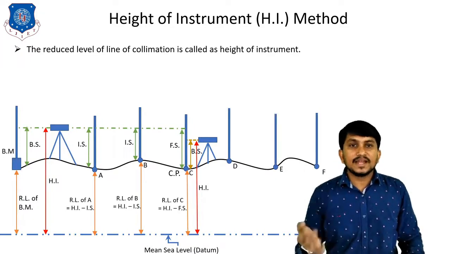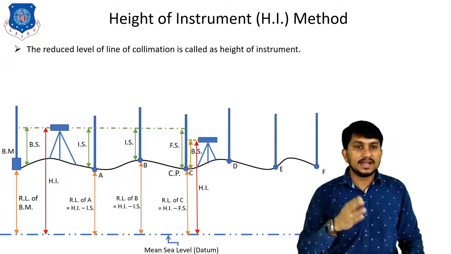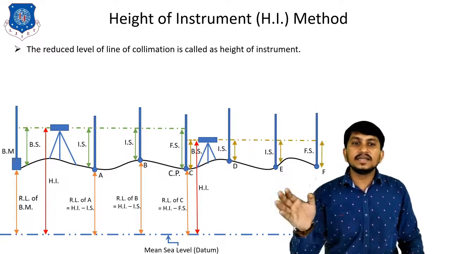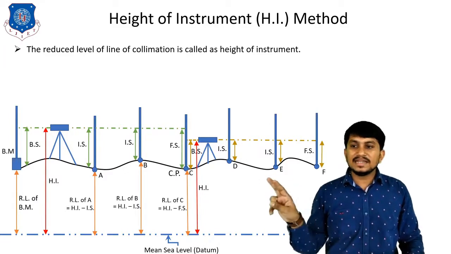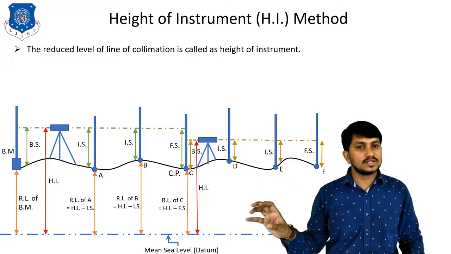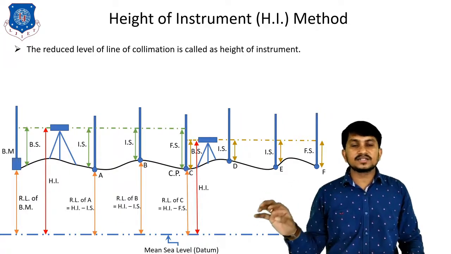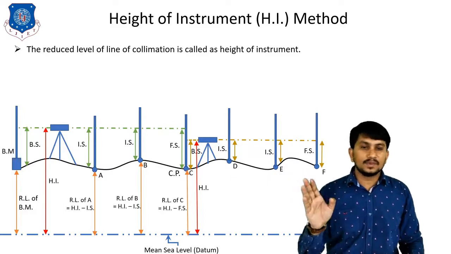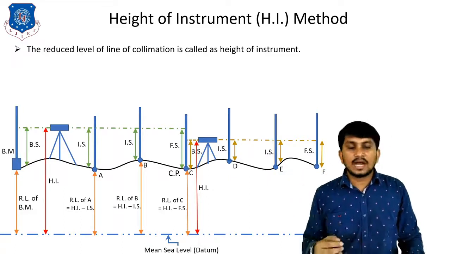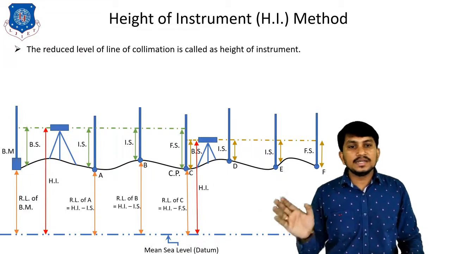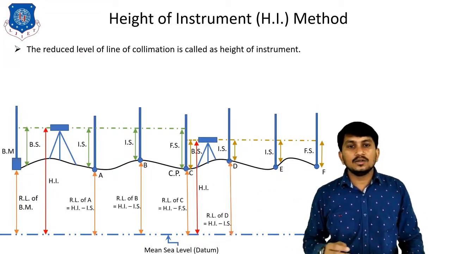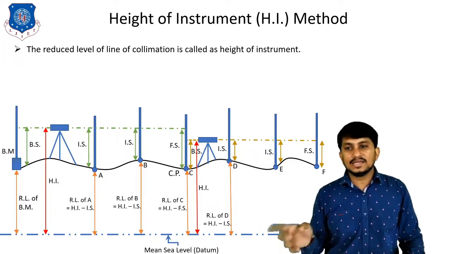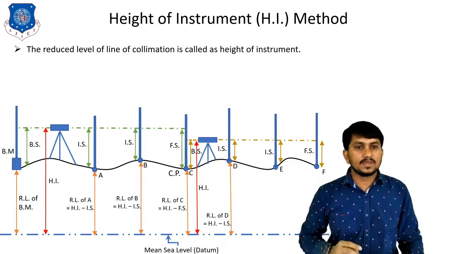After that, we can take the readings at D, E and F. We can name these readings IS, IS and FS, because D and E are intermediate stations, and the readings taken at intermediate stations are called intermediate staff readings, IS. The reading taken at the last point is called FS. After that, we can calculate the RL of D, E and F. RL of D is calculated by HI of this second setup minus IS at station D.